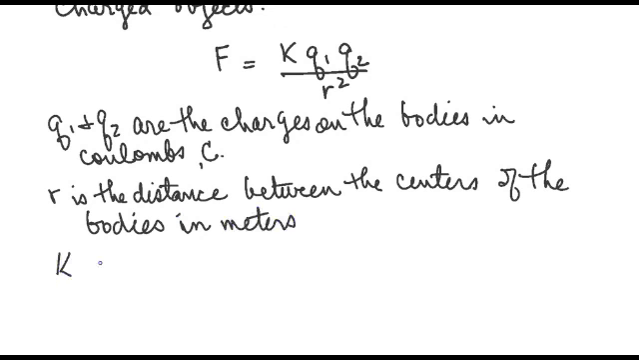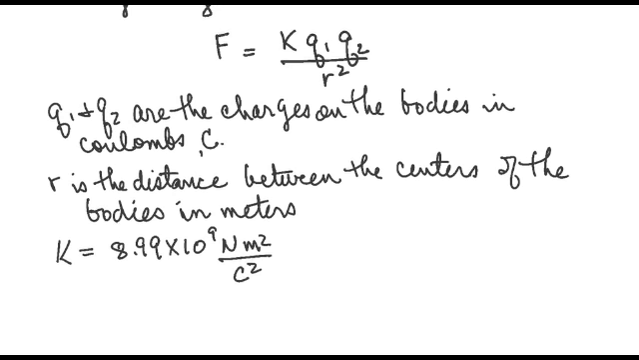And K is Coulomb's constant, which is equal to 8.99 times 10 to the 9th newton meters squared per coulomb squared. Now, depending on the book you read, this might be rounded up to 9, so don't get confused.